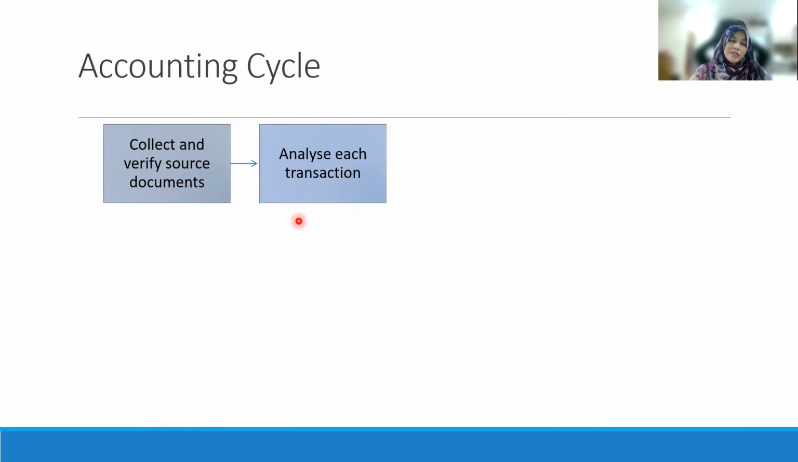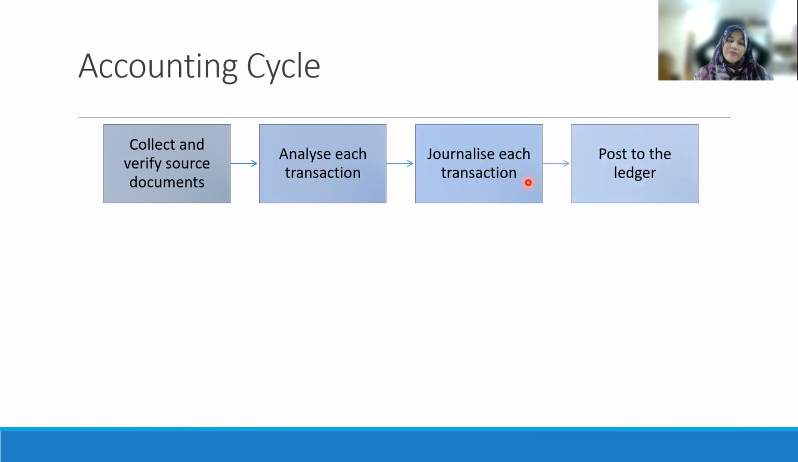So they will categorize and analyze what the transaction is all about. When they look at the invoice, okay, this invoice is about the purchase of 100 cartons of Milo. Once they analyze it, they will classify the transaction into its own type. For example, the purchase of 100 cartons of Milo from Nestle is a purchase transaction. So it will go into the journal, and after that it will be posted into the ledger.